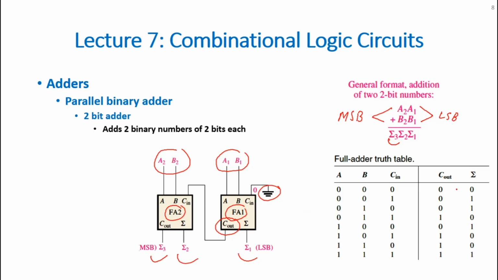The truth table is already discussed for the full adder. So when we are adding these three numbers, we can see that we have sum bit and the carry bit.